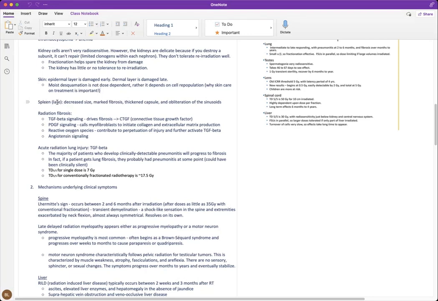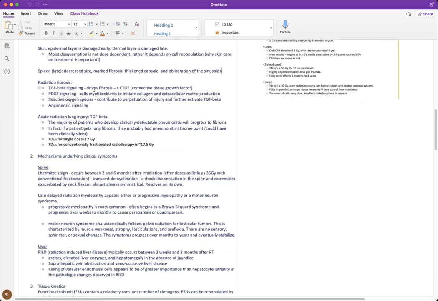Spleen, late effect: decreased size, fibrosis, thickened capsule, and obliteration of the sinusoids. Radiation fibrosis, what's happening? There's TGF-beta signaling, which drives fibrosis. And there's something called connective tissue growth factor. CTGF signaling calls myofibroblasts to initiate collagen and extracellular matrix production. Reactive oxygen species contribute to perpetuation of injury and further activate TGF-beta. And then there's angiotensin signaling.